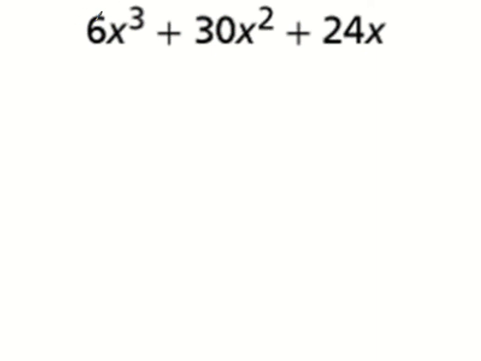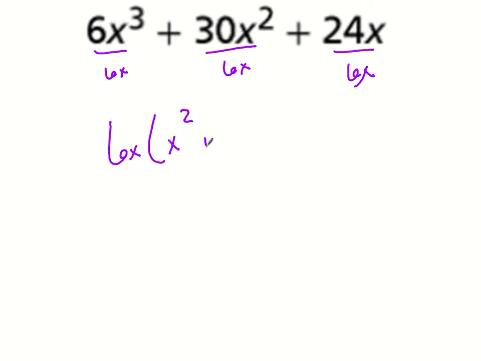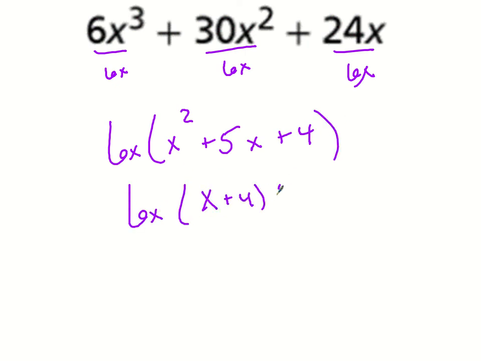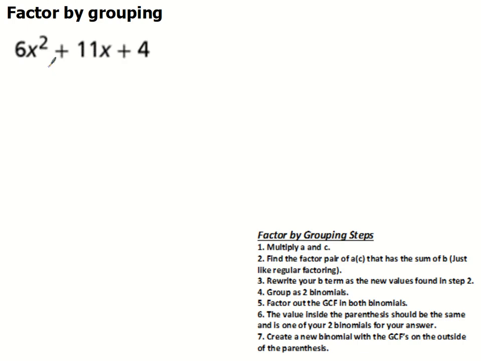So hopefully you're done. The greatest common factor is 6x, so I can pull 6x out of all of these. When I pull out 6x, I'm left with x squared plus 5x plus 4. Now I have to factor this quadratic, which is going to be x plus 4, x plus 1. So I'm done there.